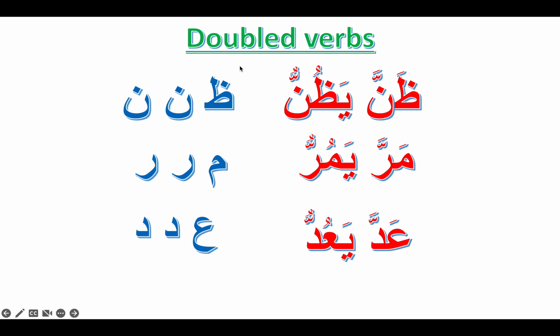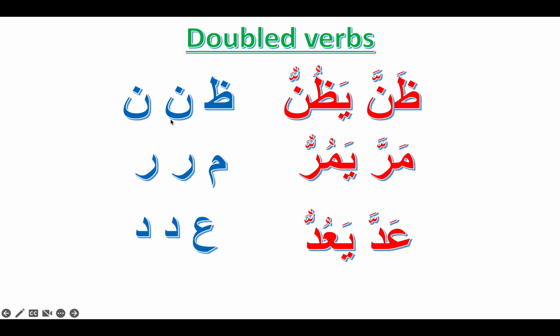So, the verbs that we are going to be looking at today are doubled verbs. Now, we saw a doubled verb and we saw its conjugation in the previous video on the verbs to think, اعتقد and ظن. Now, just a quick review. ظن يظن is to think. And the root letters are ظ, nun, nun.